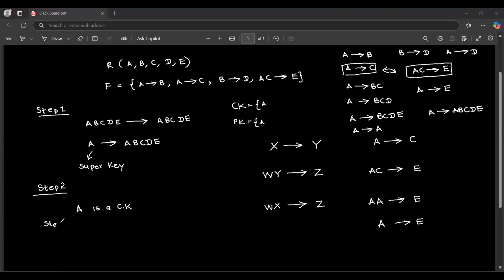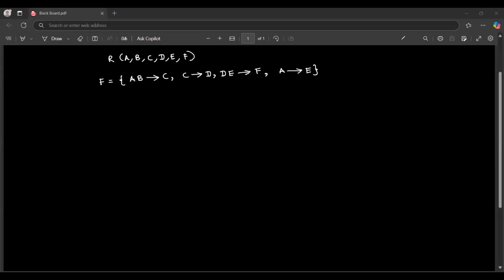Step 3, I have to check if A is functionally dependent on any other given set of attributes. Well, we don't have A on the right side, so we can say A is the only candidate key. That's all. So this is how you have to do this question.